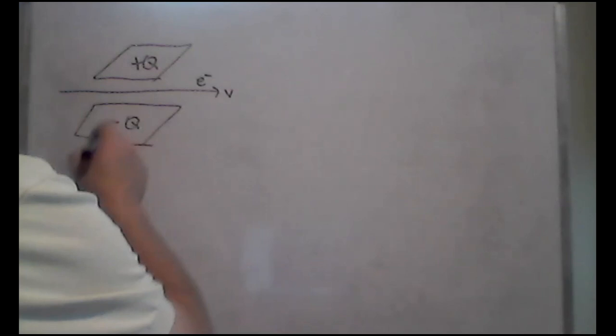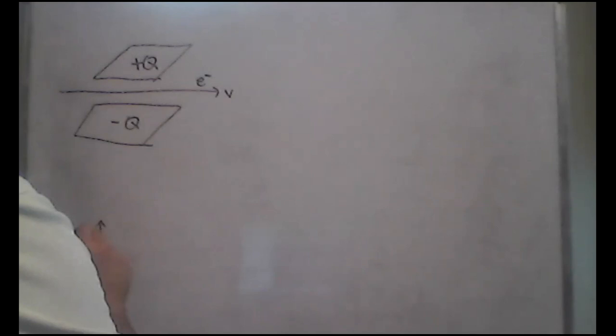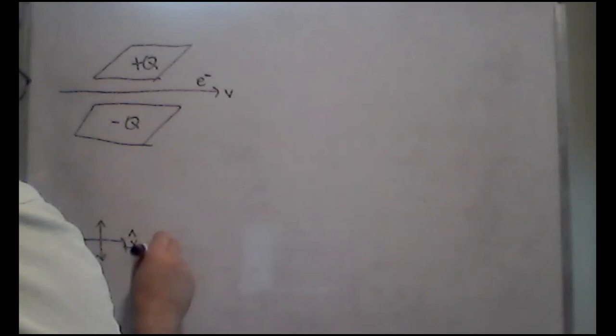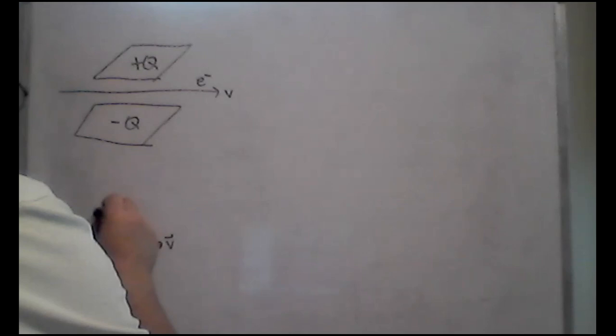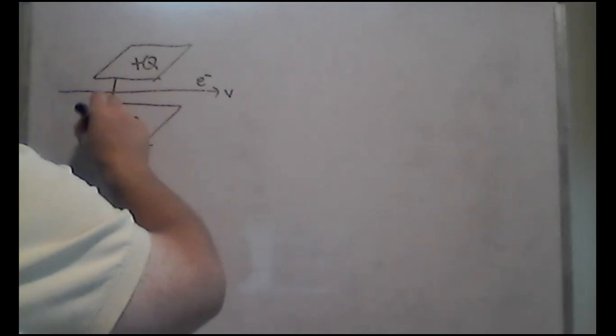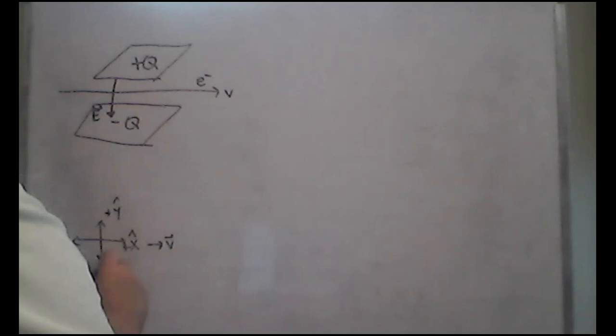There's a magnet. Think of this as the XYZ axes here. The electron is going in the positive x-hat direction; that's the velocity of the electron. The electric field is along y-hat. Well, the electric field always goes from positive to negative, so it is going straight down, in the negative y-hat direction.